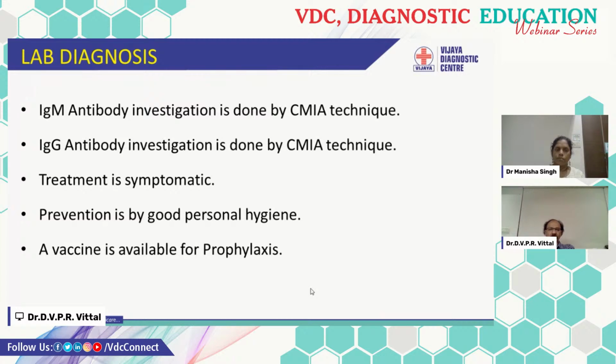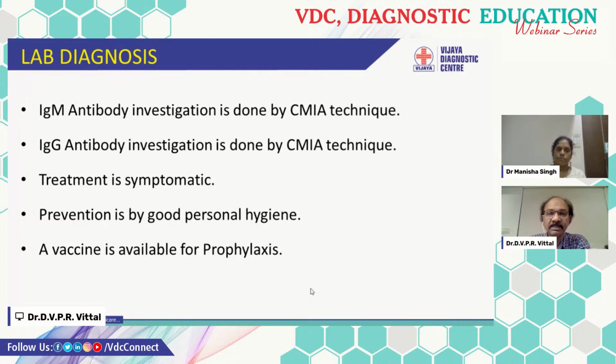Good personal hygiene would prevent the disease from occurring in a particular patient. Now, there's a vaccine available for prophylaxis of the virus, and usually the immunity achieved is lifelong after 2 intramuscular doses of the vaccine. Okay, that is about hepatitis A virus and the disease caused by hepatitis A.